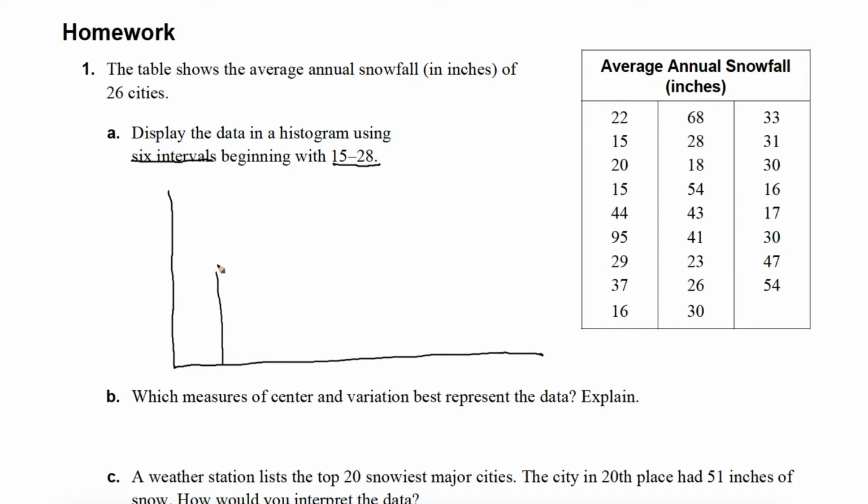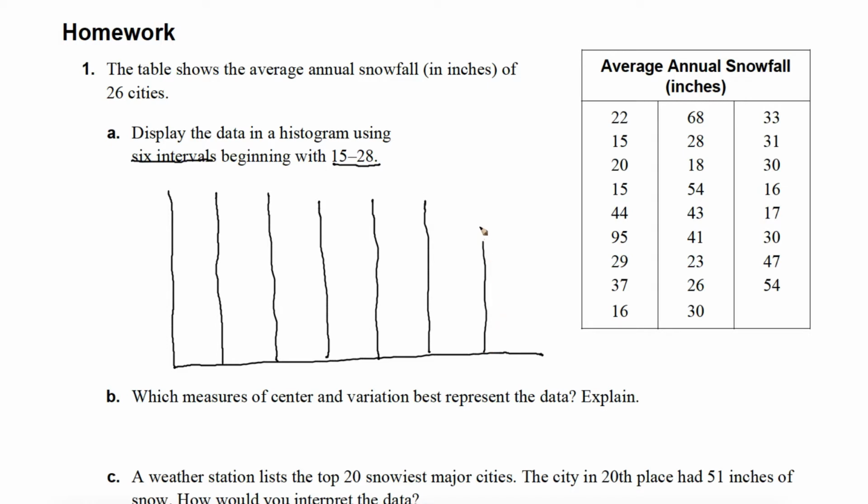So there's 1, 2, 3, 4, 5, and 6. And I'll erase that little extra piece right on the end there. Now we have 6 columns. And the first one is going to be 15 to 28. Next one is going to be 29 to whatever.